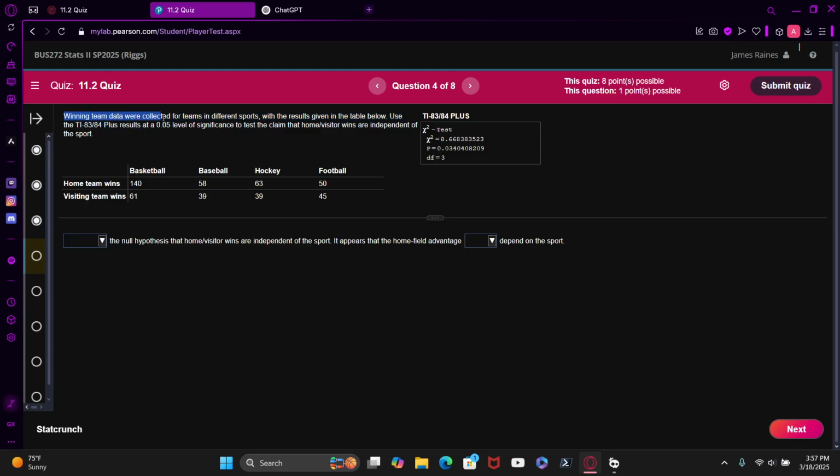Winning team data collected, blah, blah, blah. Use this significance level to test the claim. So 0.5 significance level, we have the p-value is less than that, so if the p is low, the null must go. So reject the null hypothesis. What was the claim? Test the claim that the home visitor team wins are independent of the sport. So we're rejecting. So it does depend on the sport, I believe.